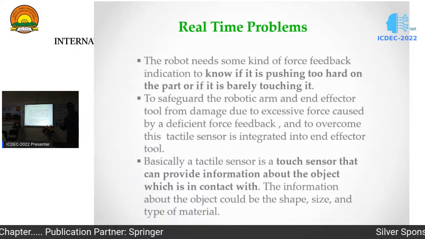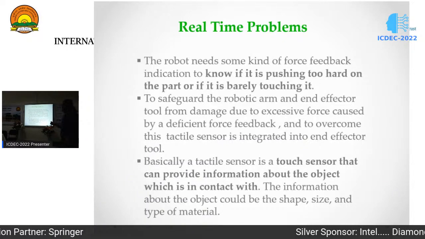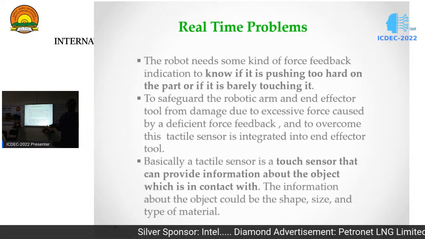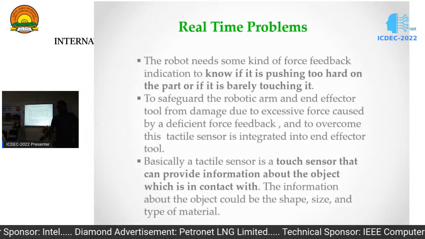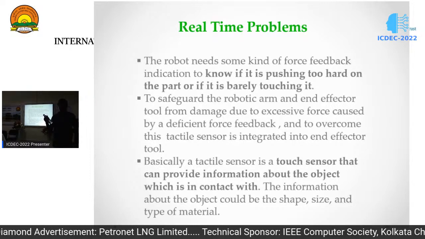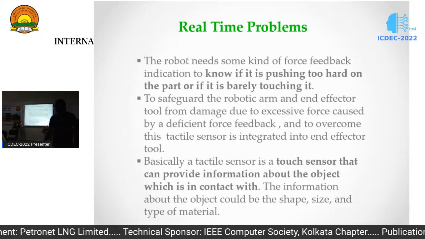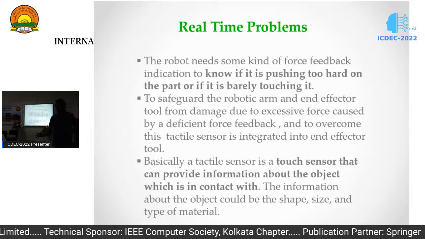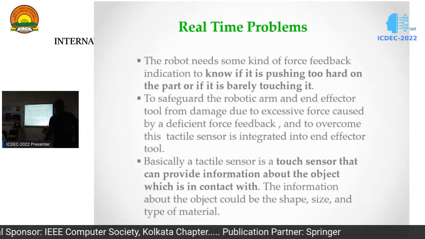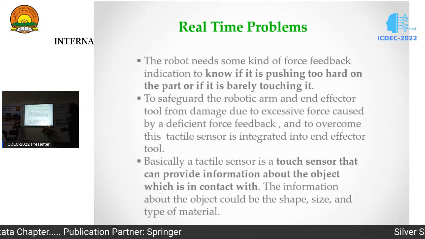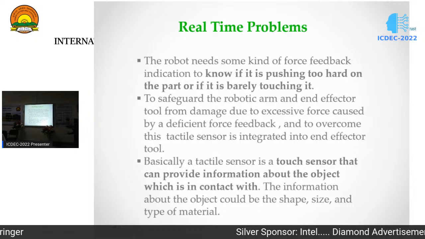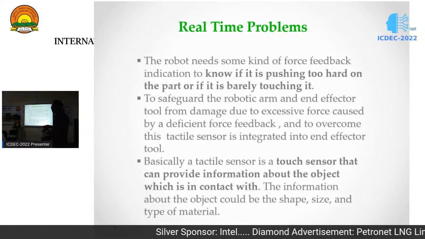So, what is the real-time problem? The real-time problem is that our robotic system must be an intelligent one, right? If I am grasping some object, it should not slip down, or it should not be too hard or too harsh, right? So if it is pushing too hard, or I am barely touching it, it's very difficult. Fine.